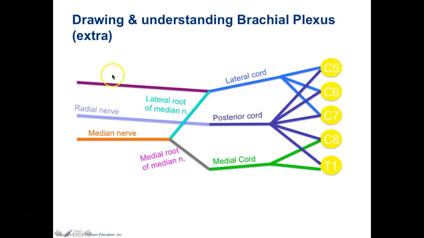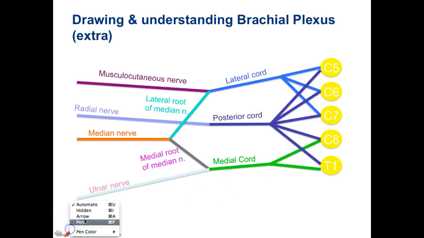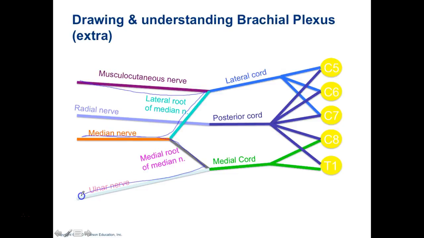And then we have this branch, the musculocutaneous nerve, coming from your lateral cord. And lastly, your ulnar nerve coming from the medial cord. So what we're going to do in lab is we're going to look for this M, and here it is. This is the M that we're finding in lab.